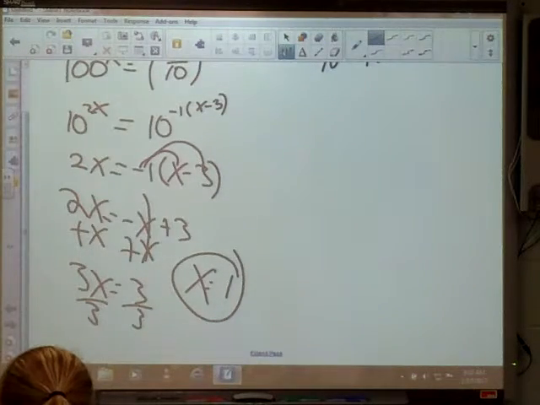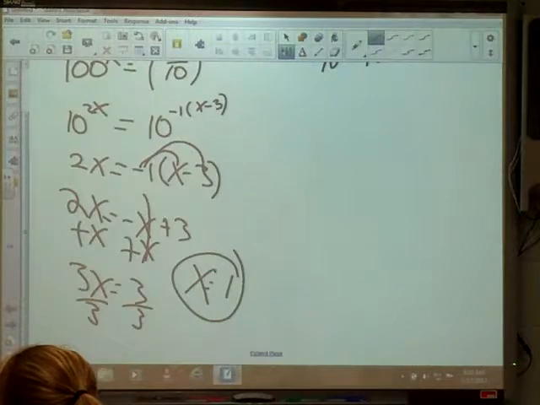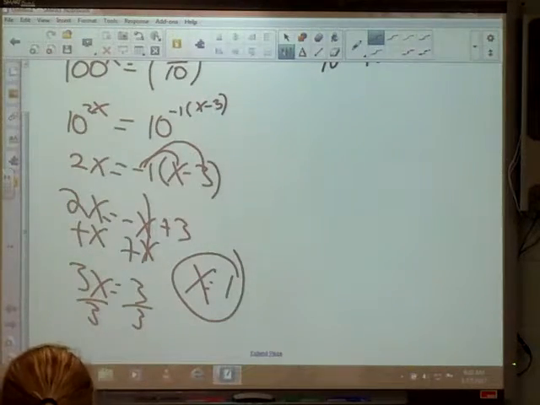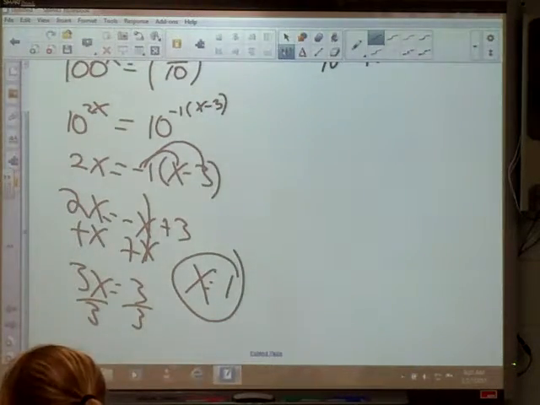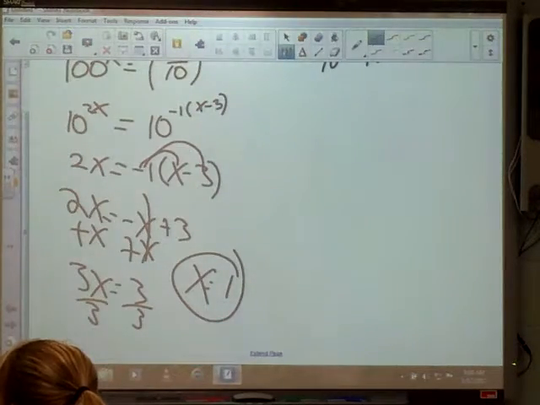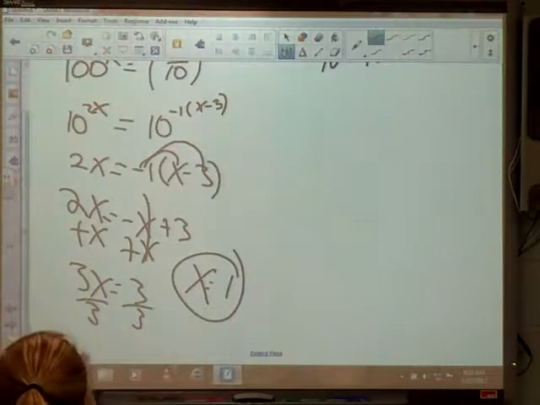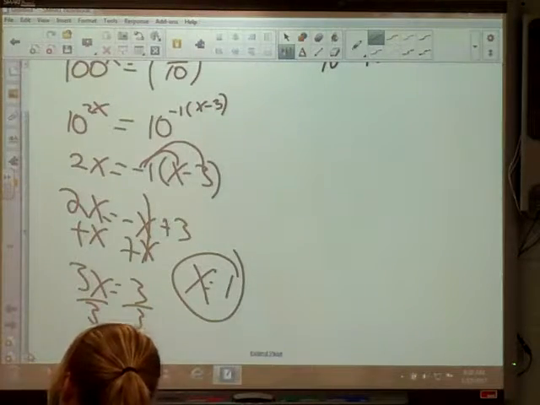Now, there are two types of these that we do. That one is the longer type, when you have to get them with the same base. When we can use our calculator, that in my opinion is easier. We'll look at one of those here in just a moment. Did I get what you need there? Ready to rock?